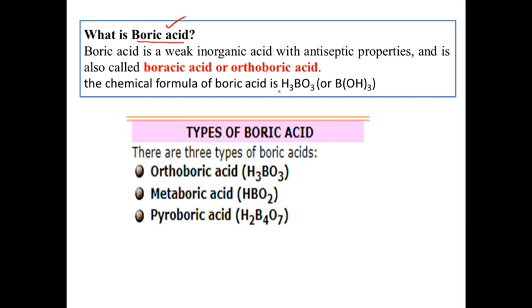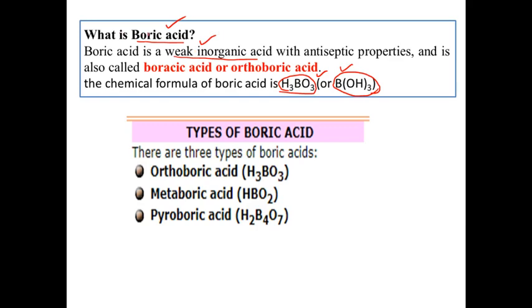So the boric acid chemical formula is H3BO3. Sometimes it is also represented as B(OH)3, right? So this is how the chemical formula is written. It is a weak inorganic acid. Remember, it is an inorganic acid, right?